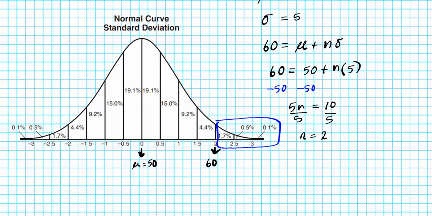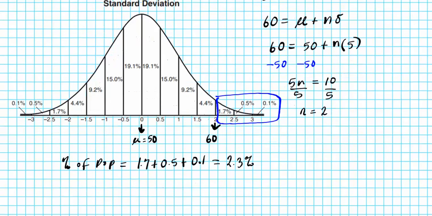Okay, so let's go ahead and figure out the percentage of the population for students in this case, which is 1.7 plus 0.5 plus 0.1. Okay, if you add it all up with your calculator, you end up with 2.3%. So 2.3% of the entire population got 60 or greater. So let's figure out the number.